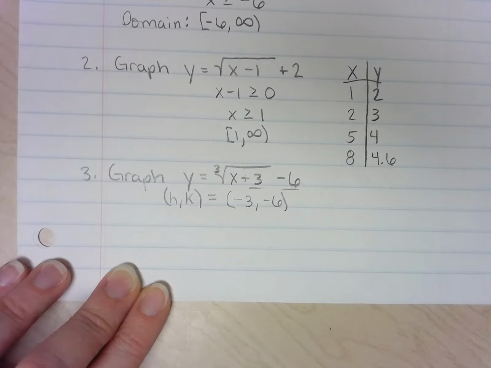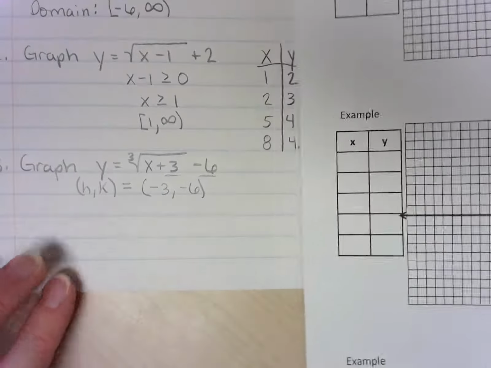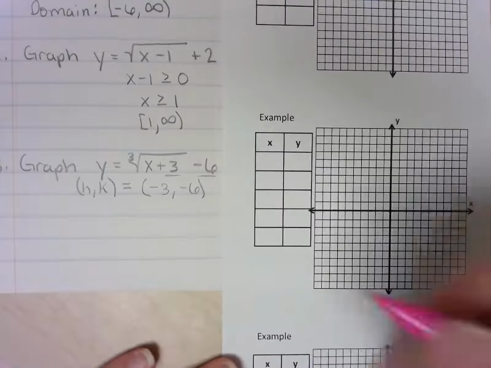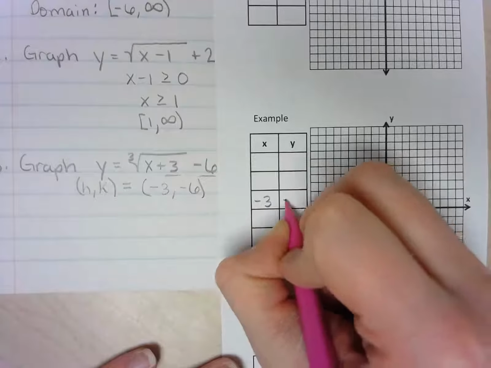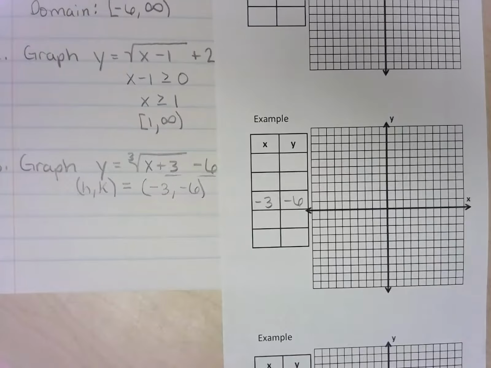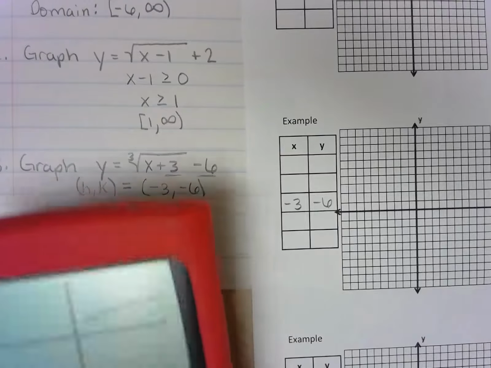So this will be our starting point for a cube root function, just taking the hk from the actual function. This point can go in the center of your table, so I'll use the table on the graph sheet. Negative 3, negative 6. Because we're going to need points on either side of that starting point so we can graph the curved shape of this cube root. So let's go to the graphing calculator.